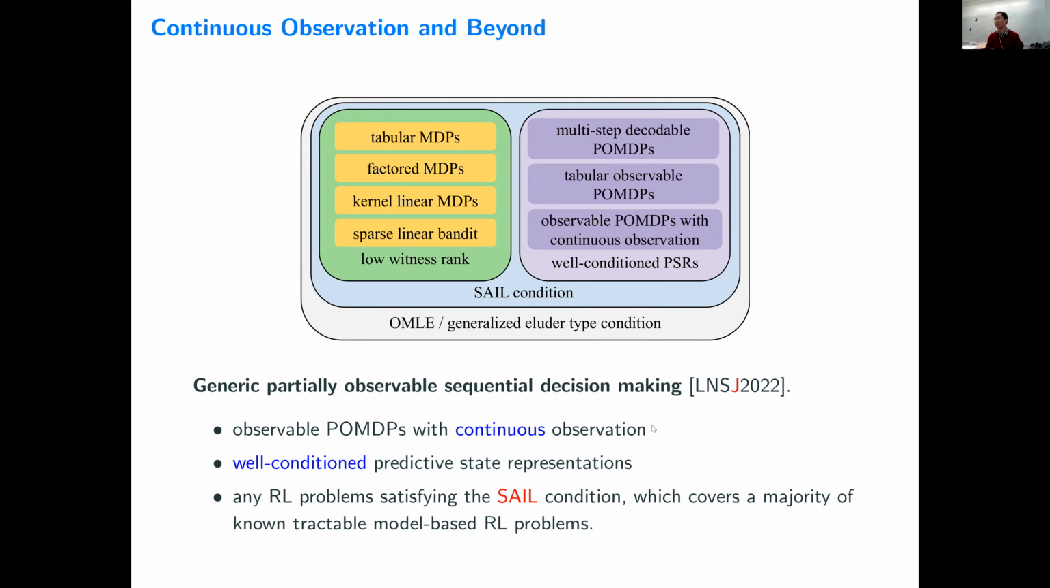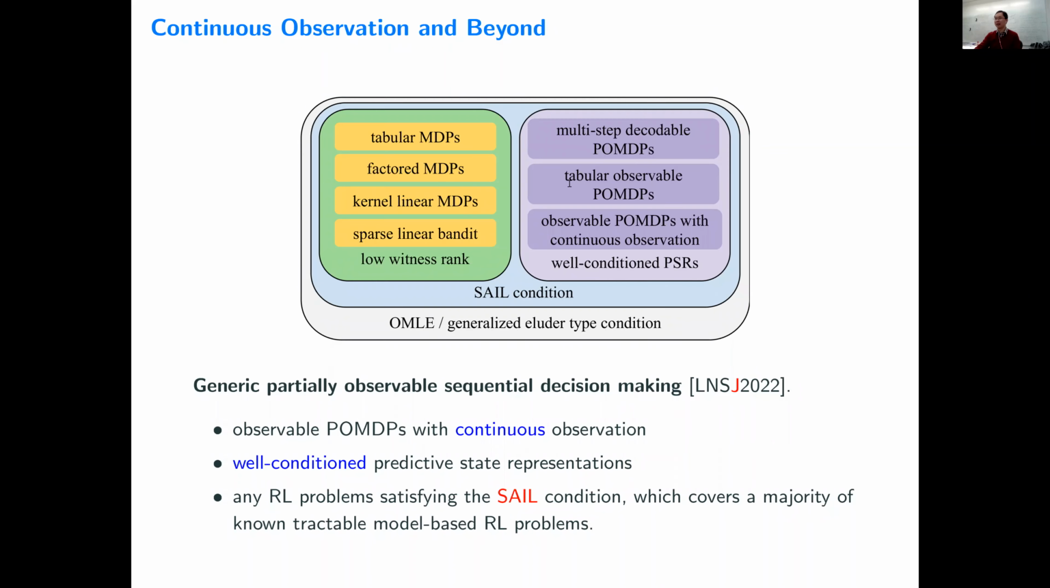And finally, we can also develop this entire thing under a more general framework, which we identify as a general condition. It can handle not only the partially observable problem, but also a lot of fully observable problems, like tabular MDP, vector MDP, or low witness rank. Basically, one of the most general model-based classes previously in a fully observable setting. So we're saying this OMAE can basically handle a majority of known tractable model-based reinforcement learning problems under our framework.